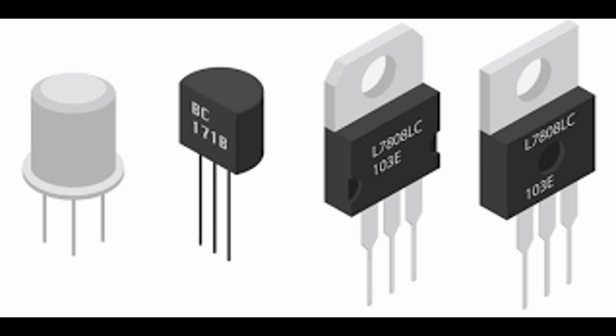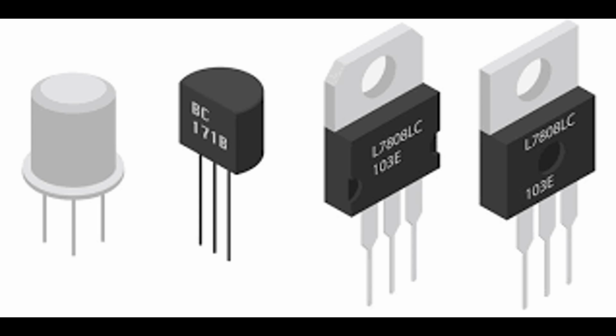Key characteristics. Latching device. Once triggered, it remains in the conducting state without needing continuous gate current. High voltage and current ratings, suitable for applications requiring control of large amounts of power. Unidirectional, conducts current only in one direction, from anode to cathode. Gate sensitivity, requires a small gate current to trigger.